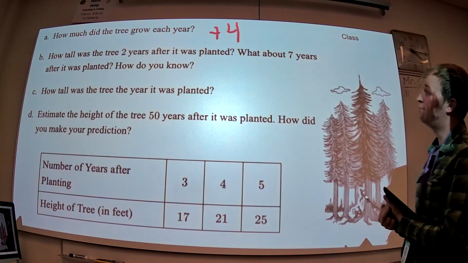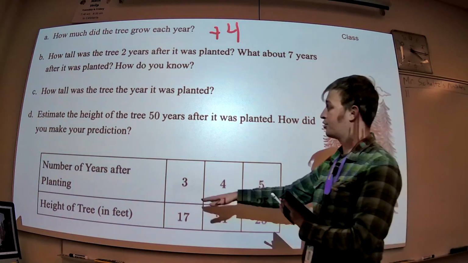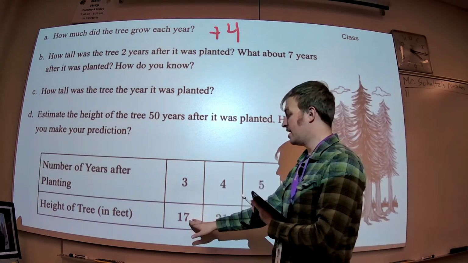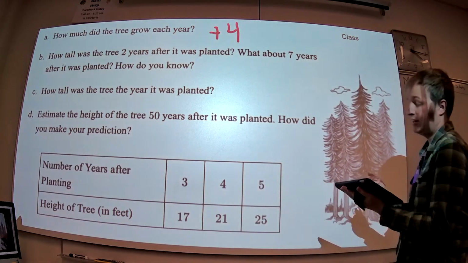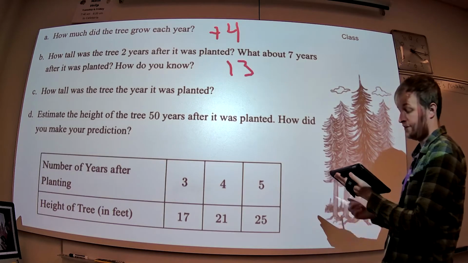And then it says, B, how tall was the tree 2 years after it was planted? Well, this was 3 years, and it's adding 4 each time. Then in theory, I just have to knock this down 4 feet, and then I should be good to go. So if I knock 17 down 4 feet, I should be at 13 feet.